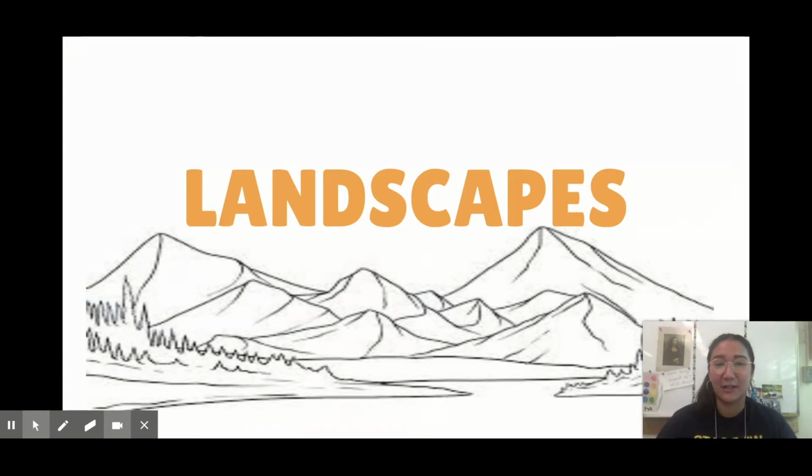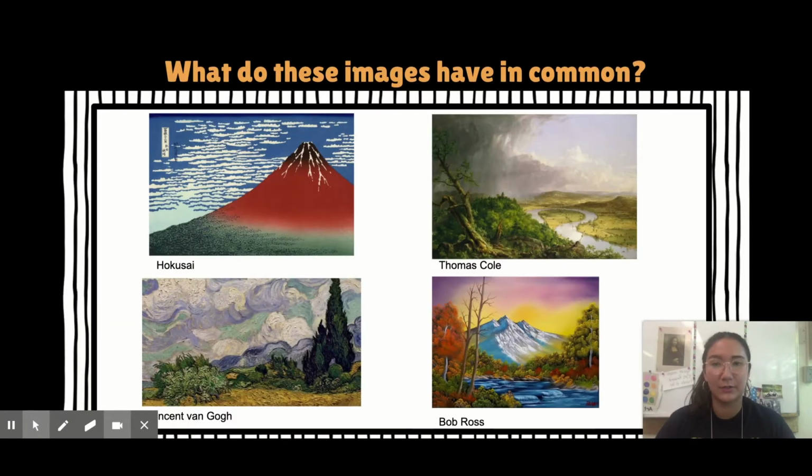This week for art class, we are going to be talking about landscapes. So, landscapes are probably a new thing for all of us, but we're going to find out what they are by looking at some examples. So, here are some examples of landscapes.